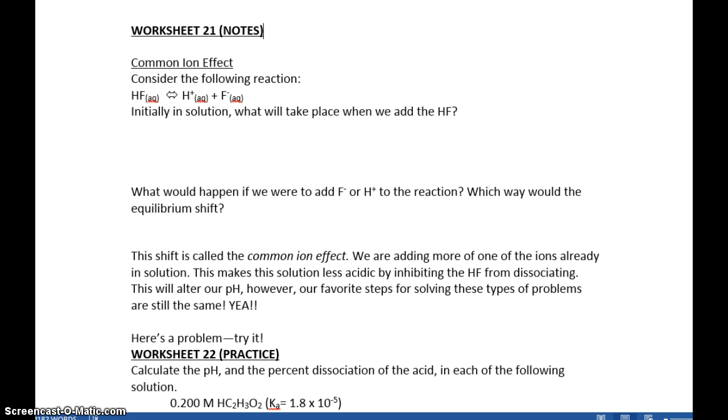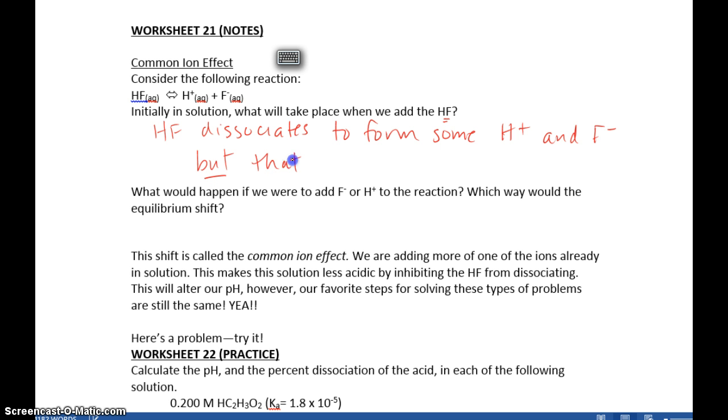HF? Well, if we put HF into solution, initially our HF dissociates to form some H plus and some F minus. But it's important to remember that the HF remains, that not all of it splits apart. If it was a strong acid, we would see almost all of that split apart, but in fact it's a weak acid, and so quite a few HFs will stay together.